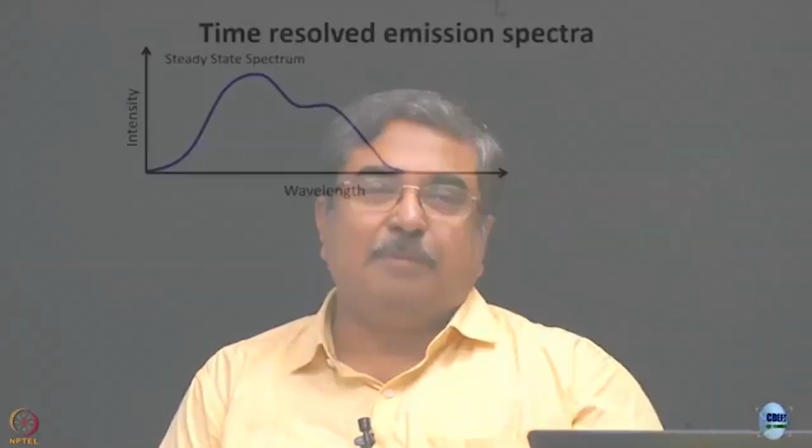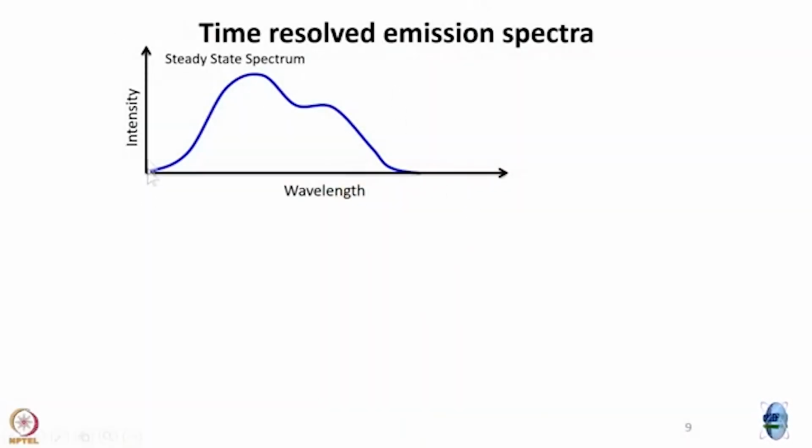Let us say this is a steady state spectrum. I have intentionally drawn two bands, because this higher energy band, lower wavelength, let us say is the locally excited state, and this is some state that is formed as a result of some excited state process. Now, what I do is I record the fluorescence decays at different wavelengths across the spectrum, the more the better, but with good enough bandwidth.